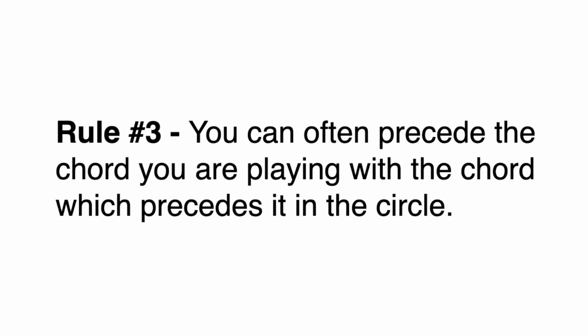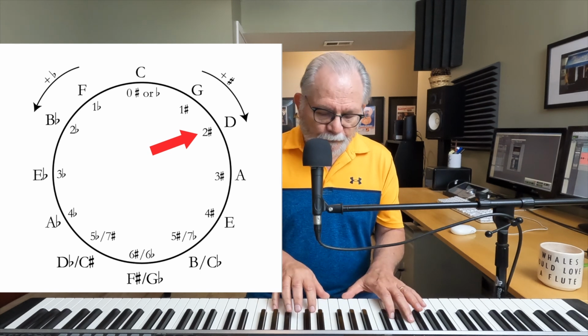And then in rule number 3, you can often precede the chord you are playing with the chord which precedes it in the circle. So say, for example, you're playing a progression where you're on a G7 chord for 2 beats, which then resolves to C. So you can delay the G7 until the second beat and play the chord which precedes it in the circle on the first beat. And that chord happens to be a type of D chord. It could be D minor 7 or D7. And it would sound like this.